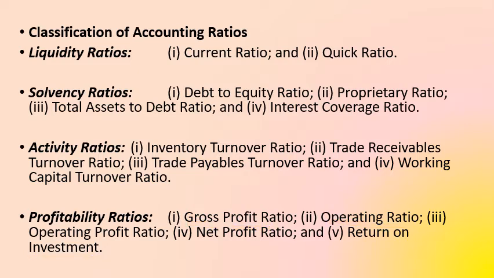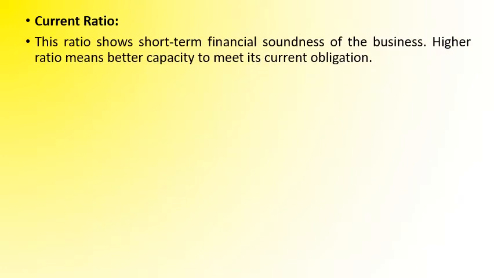Now in detail we'll go one by one, and the first one is current ratio. It basically shows the short-term financial soundness of an organization. A higher ratio means better capacity to meet the current obligation.